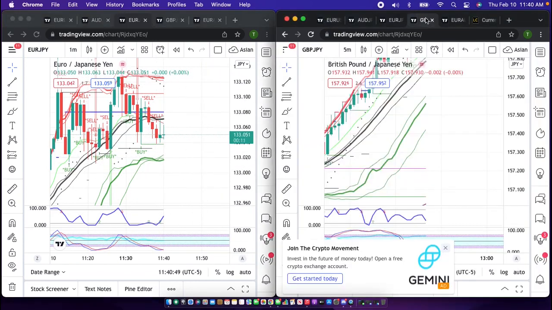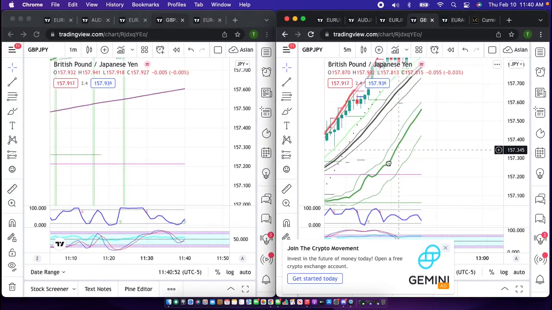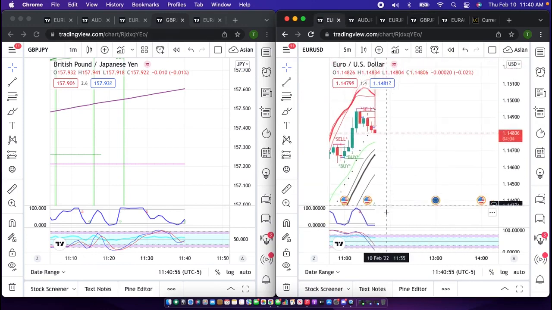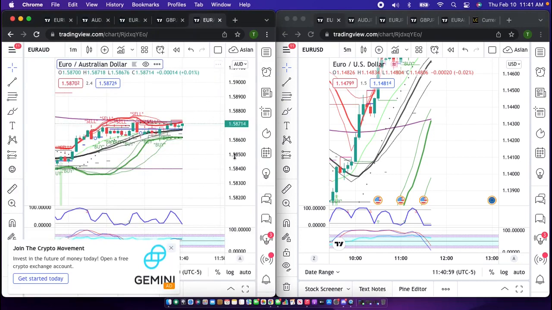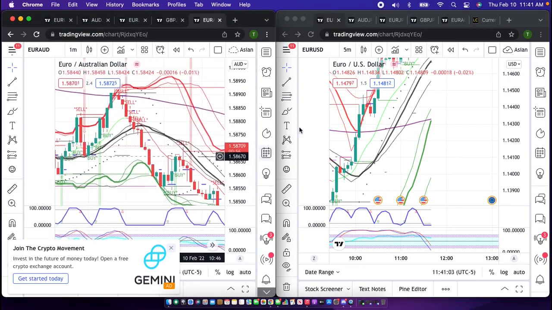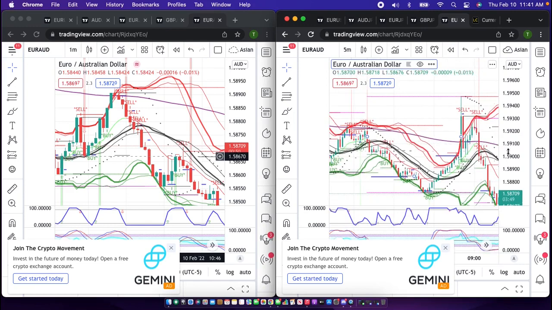Same way with a sell. Let me see if I can find one with a sell. This is buying. Let me see if Euro USD. Euro USD has also been buying. Scroll back here a little bit. What is that? Euro AUD? Yeah. So same way here.